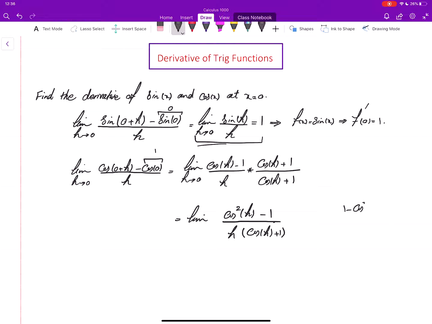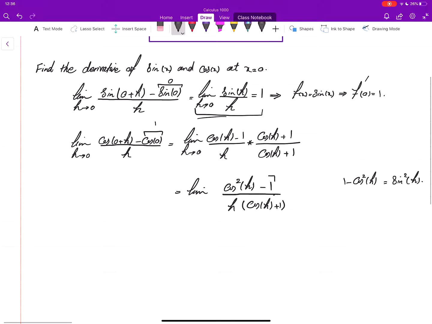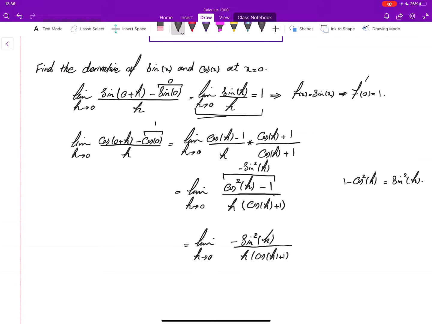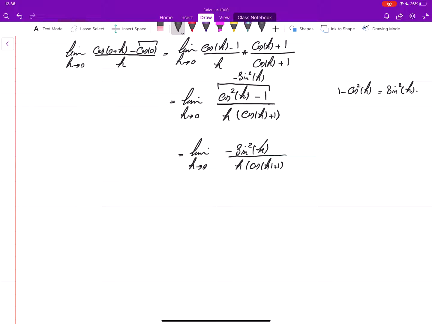Remember that 1 minus cosine squared of anything is equal to sine squared of that thing. So here in the numerator, it's not sine squared of h, but the negative of that. So this is the limit as h goes to 0 of minus sine squared of h over h times cosine h plus 1. Okay, so you see here that there are cosine h and h in the denominator. We can put these two together. So I use one of the sines in the numerator and h in the denominator, and this piece is good.